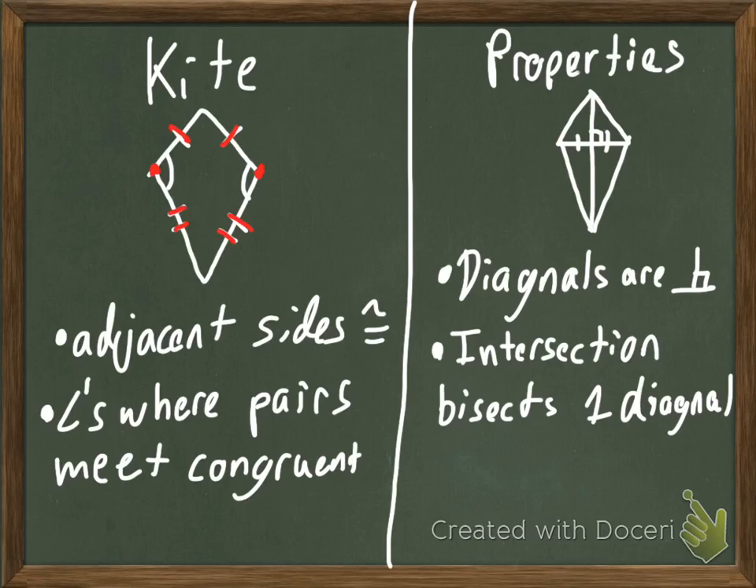Properties of the kite are that the diagonals are perpendicular and that where the intersection occurs, one of those diagonals is bisected. So a kite has two pairs of adjacent sides that are congruent, and the angles where those pairs meet are also congruent. And then the properties it has are that the diagonals are perpendicular, and at that intersection, it bisects one of the diagonals.